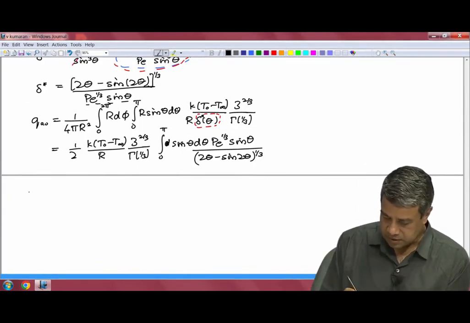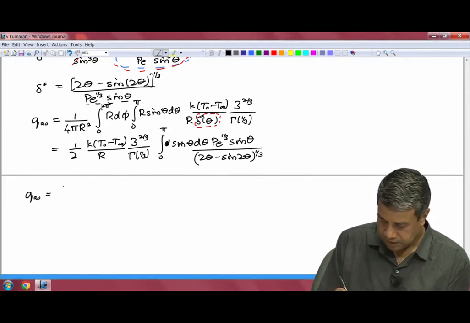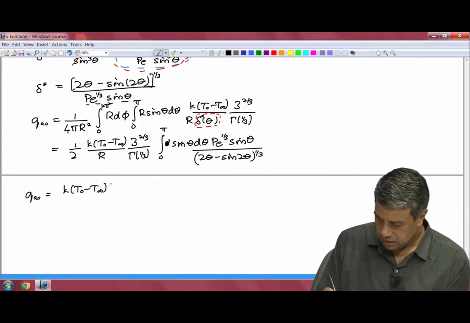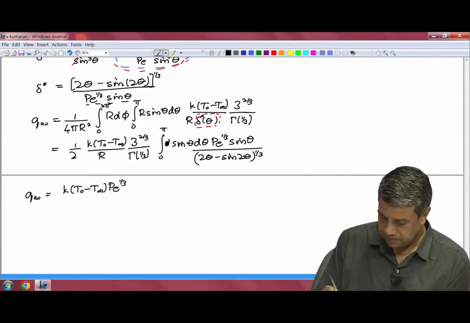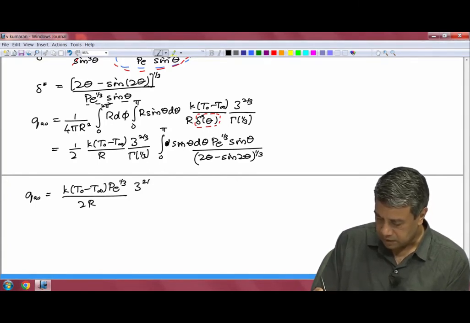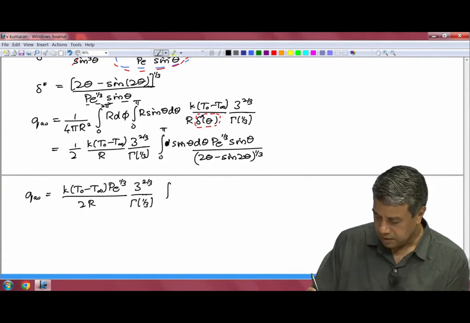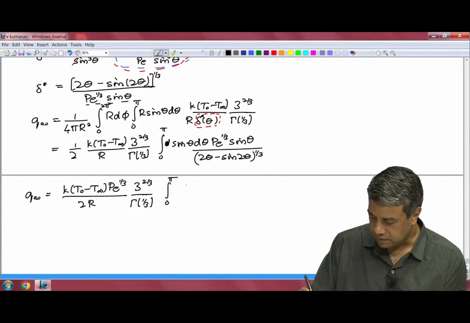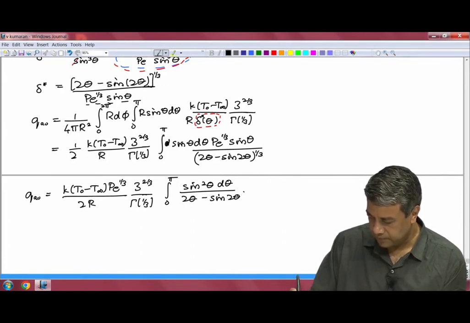I can take some constants outside. This is equal to q average is equal to k into (T naught minus T infinity) Pe^(1/3) by 2r, 3^(2/3) by gamma of 1/3, integral 0 to pi of sin square theta d theta by (2 theta minus sin 2 theta).